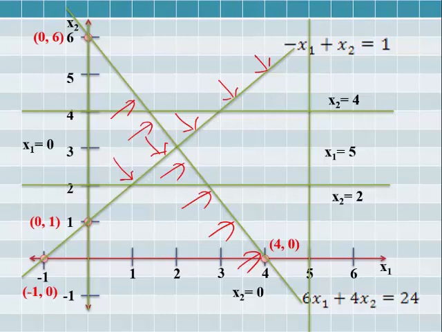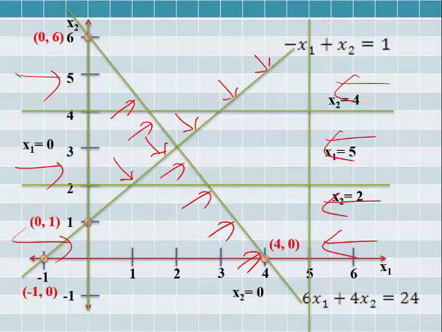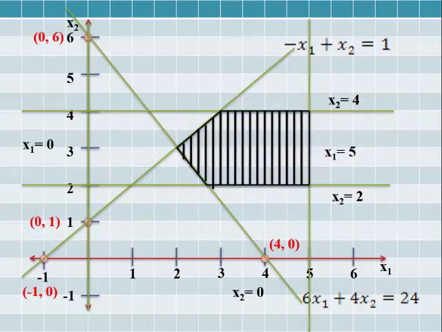And for the third constraint, the solution space is in between the lines x1 equal to 0 and x1 equal to 5. The fourth constraint represents the solution space in between the lines x2 is equal to 2 and x2 is equal to 4. So by considering all the constraints, we can draw the solution space like this. Okay, so in the solution space we can mark the vertex points. So this is point A, point B, vertex C, D and E.